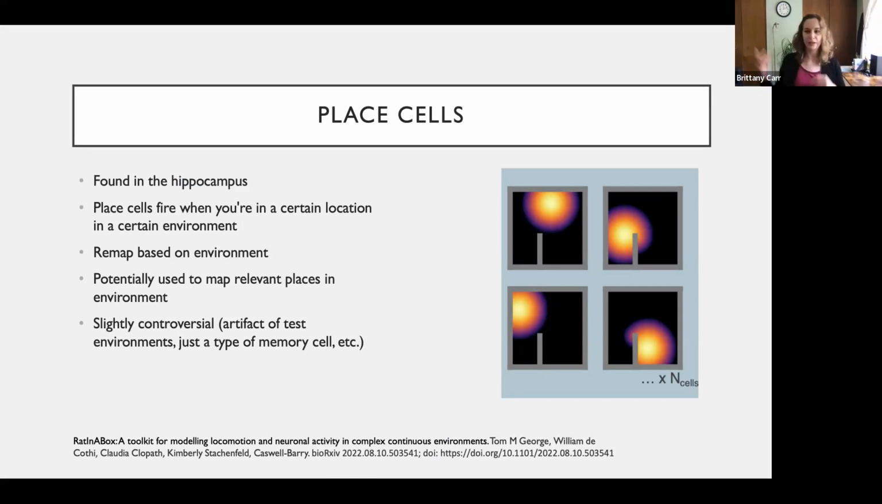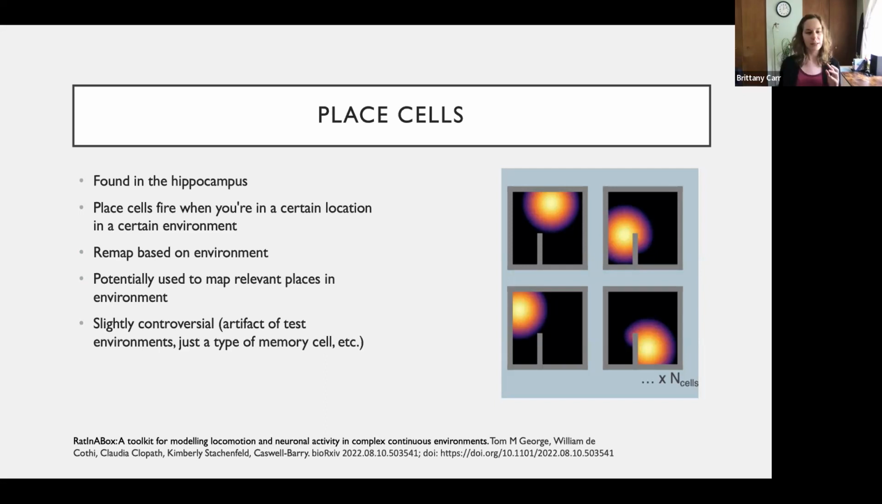So if you're in a different environment, it is possible that that cell will fire if you're in a specific space in that environment, right? Because that's useful for your brain. Your brain doesn't want to waste resources on cells that only fire in one place and one time forever, right? That would be very wasteful. So they're potentially used to map relevant places in the environment.